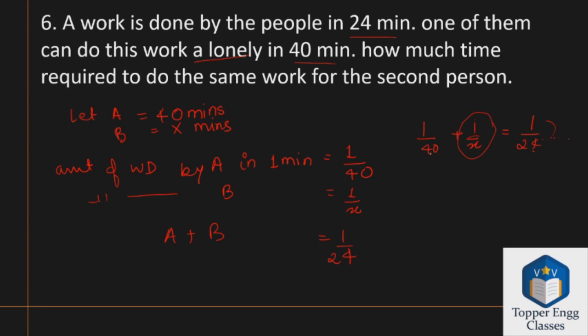This is for A and B. This is for A, B and AB both. Okay, so we have to find this x. By solving the equation, we get x equals 60. That is the answer. That is 60 minutes, the time required for the second person to do the work.